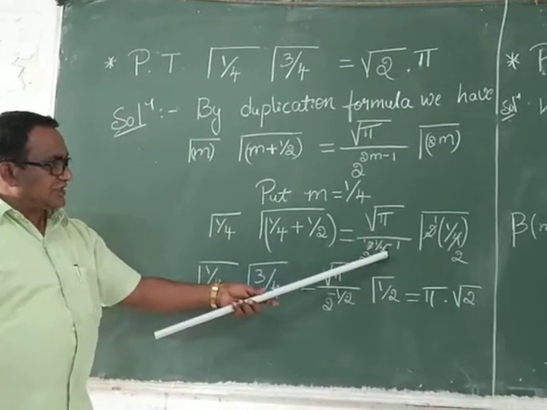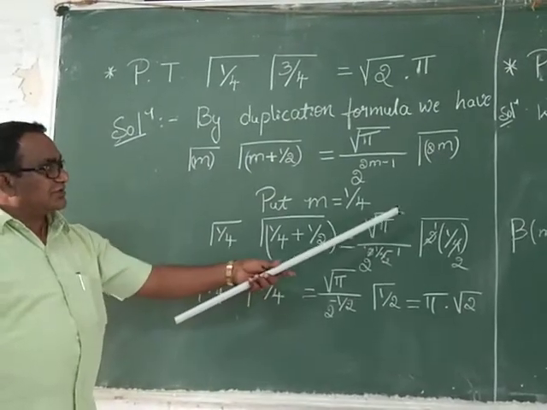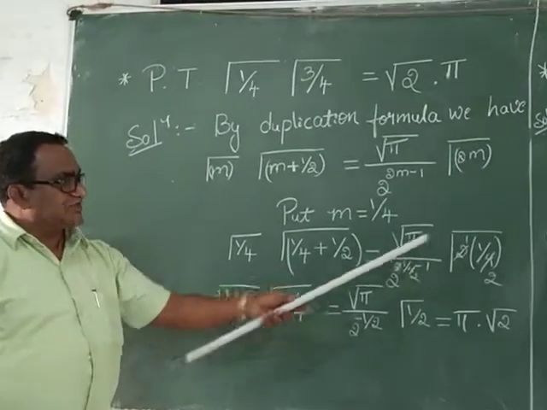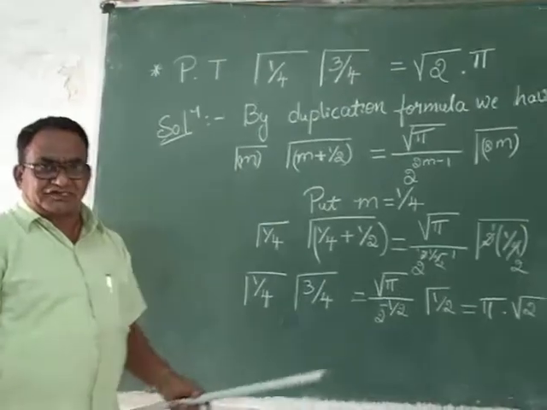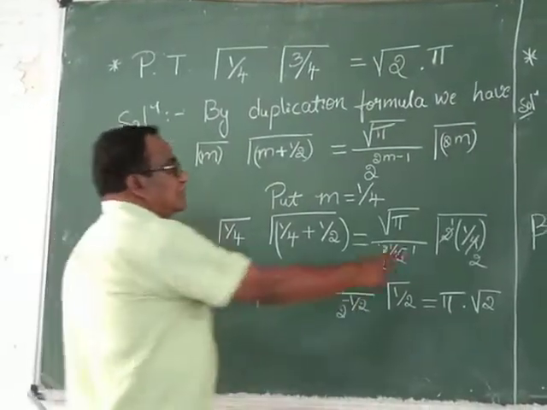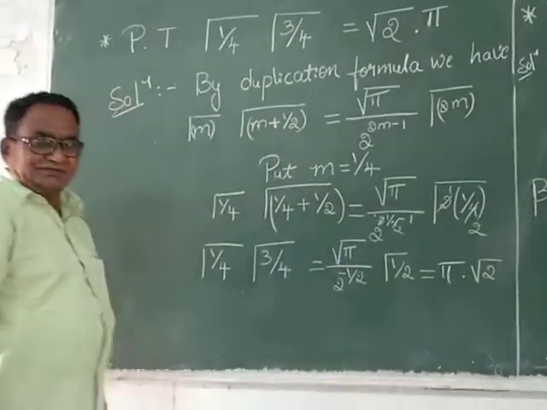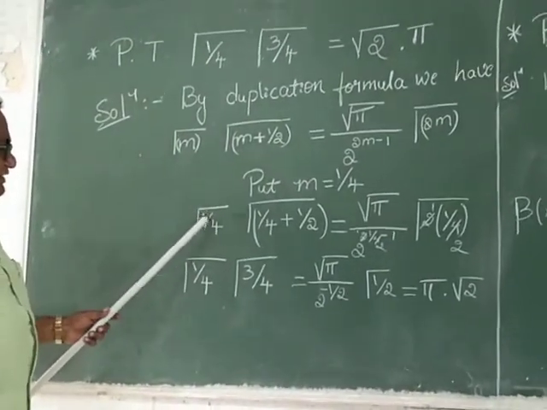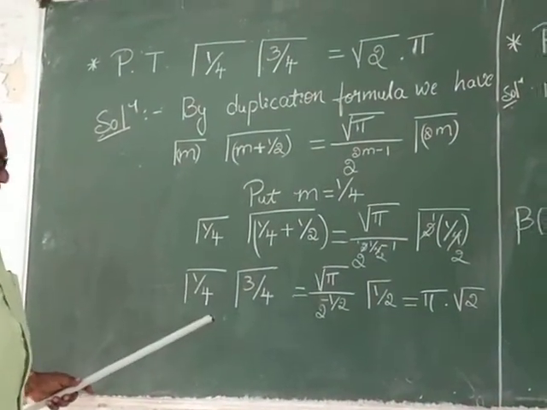Of course, the two 2s cancel. Into gamma of 2 into 1 by 4. Wherever there is m, you put it equal to 1 by 4. Here also the two 2s cancel. And what you are left with is gamma 1 by 4, write it as it is.